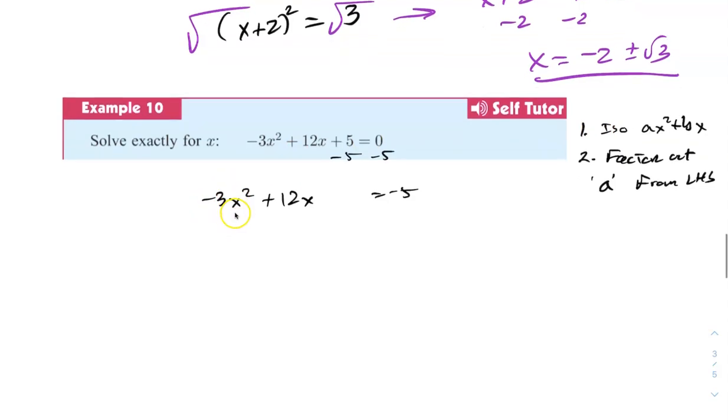So what we're going to do is, you could do 2 things. You could divide everything by negative 3, but sometimes it gets a little ugly and you don't always want to do that. So instead, we're just going to factor this negative 3 out of the left-hand side. So it's negative 3 times x squared, and 12 divided by negative 3 gives you negative 4x. The right side stays the same. We factor out the a because we want a 1 in front of the x squared, because that's when we can do the complete the square step. And that's our next step, complete the square.